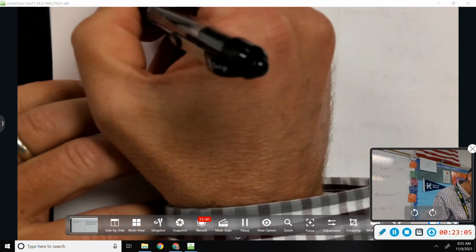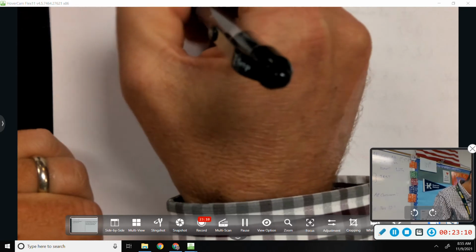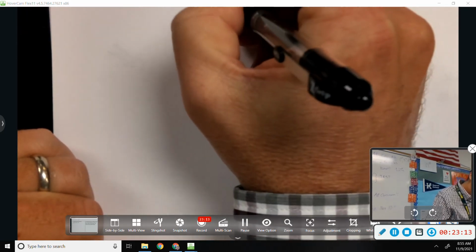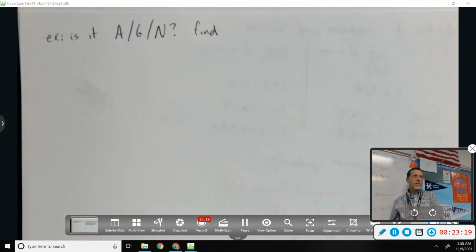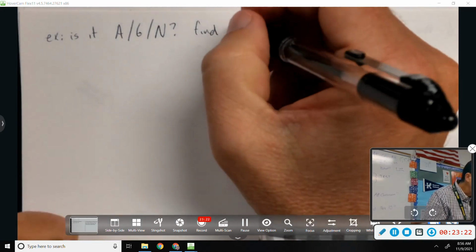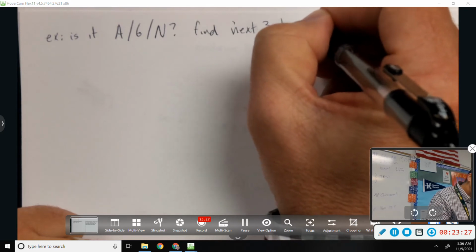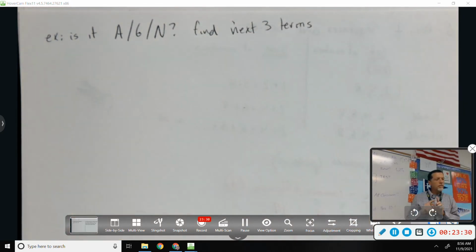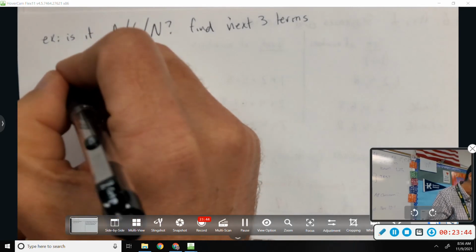All right, what the worksheet today will look like is: is it arithmetic, geometric, or neither? Arithmetic, geometric, or neither. There's me abbreviating things. And find the next three terms. So we're not going to worry about using the formulas yet. We're just going to recognize patterns, do the next three terms, and that's enough for today. Let's just get comfortable with the three types, and we'll worry about the formulas more on Thursday.